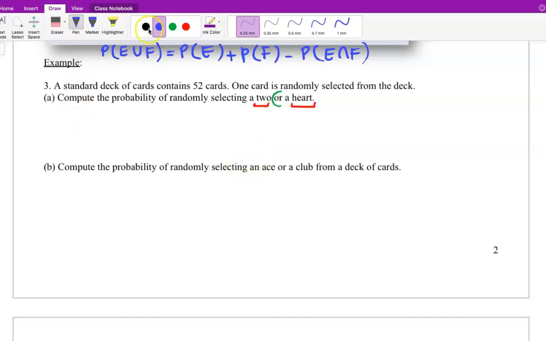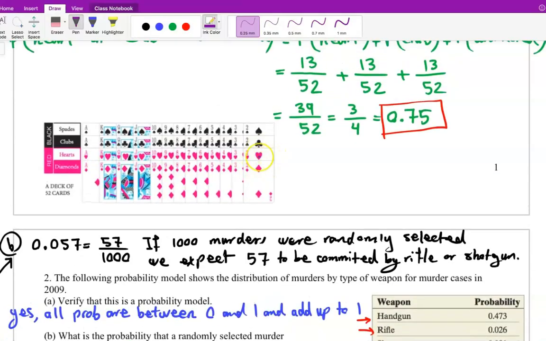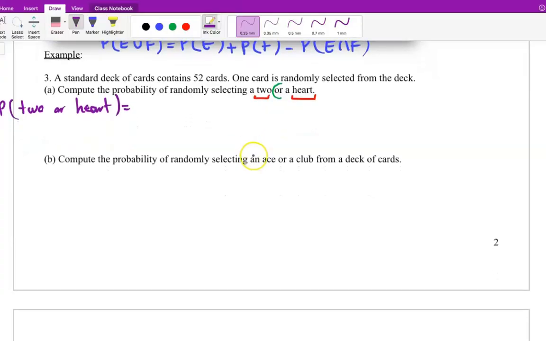Okay, so here on this part, finding the probability of 2 or heart. Okay, let's go back here. Now here we have hearts, and how many of that do we have? We have 13, and here is 2. See, we have something in common. We have heart, and also that is 2. So that's why here we have an intersection between these two events.